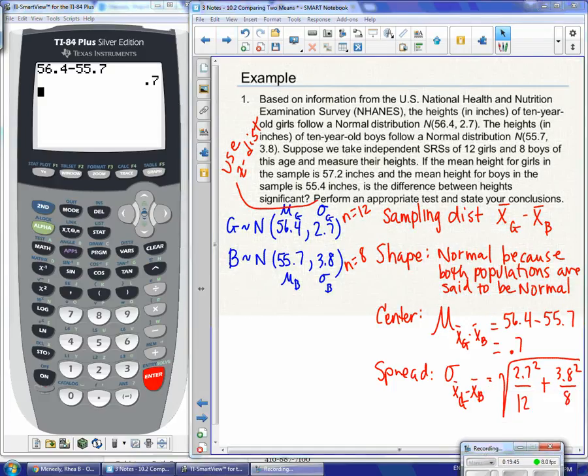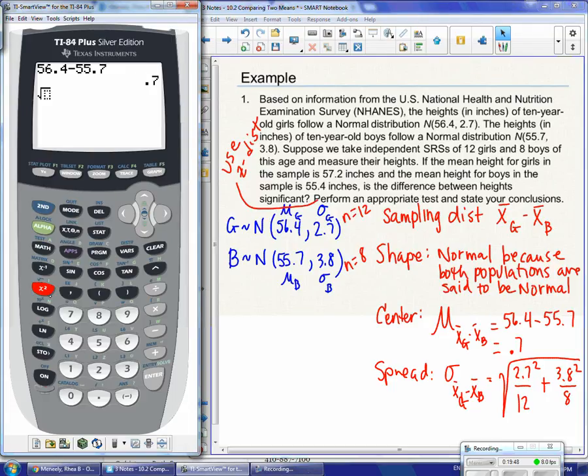When I do that computation, be careful to put your fractions in parentheses. I've got 2.7. I want to square that before dividing by the 12. I'm going to close that set of parentheses, and then add that to 3.8 squared divided by 8. This will give me the standard deviation of my sampling distribution, 1.553.